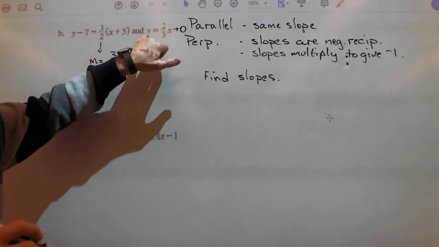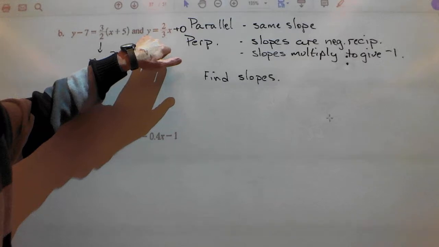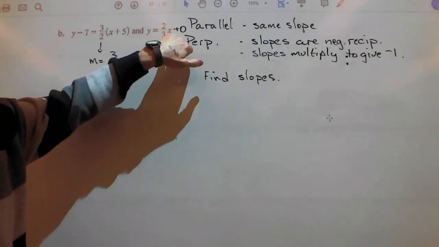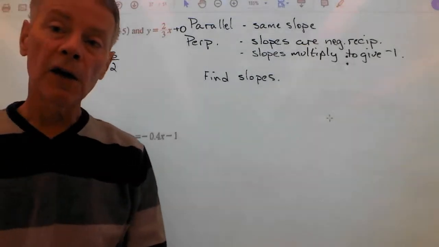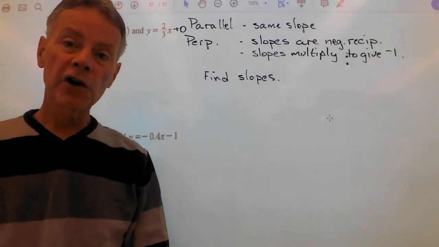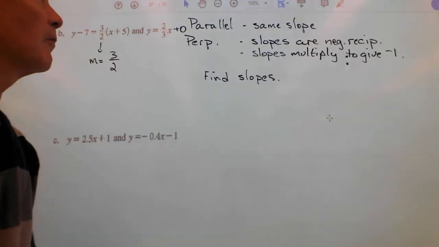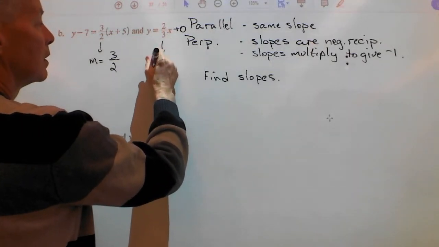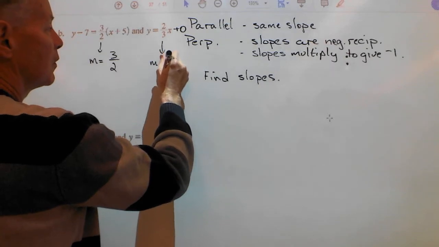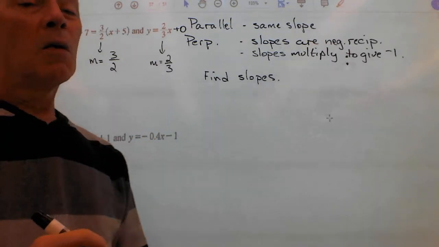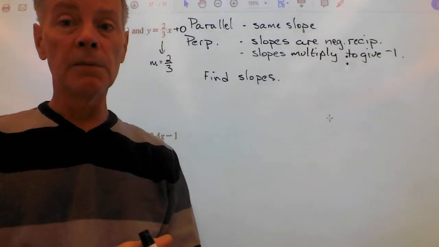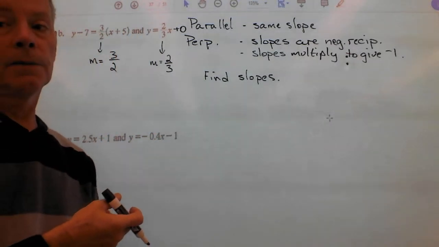All you have to check is y isolated? Is everything else on the other side? And is there a term containing x on the other side? If those boxes are checked, it's in slope-intercept form. And so what that tells us is slope equals 2/3. Well, it kind of looks similar, but they're not exactly the same, so they're not parallel.